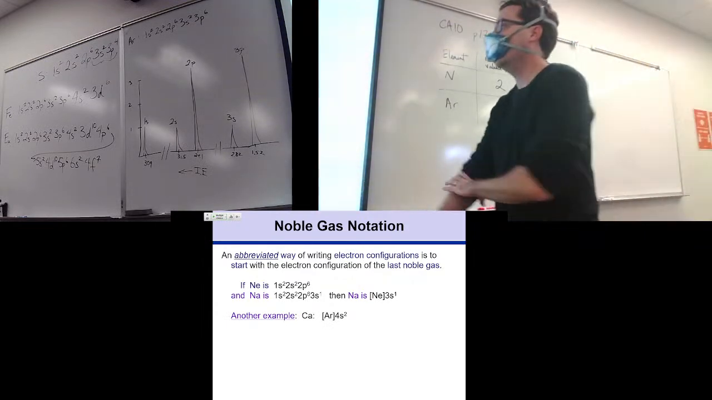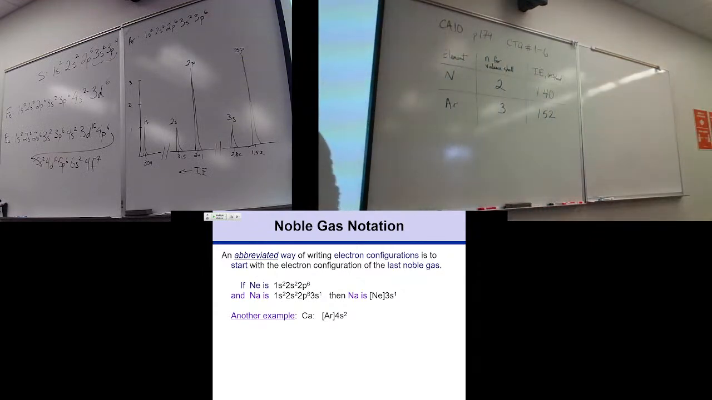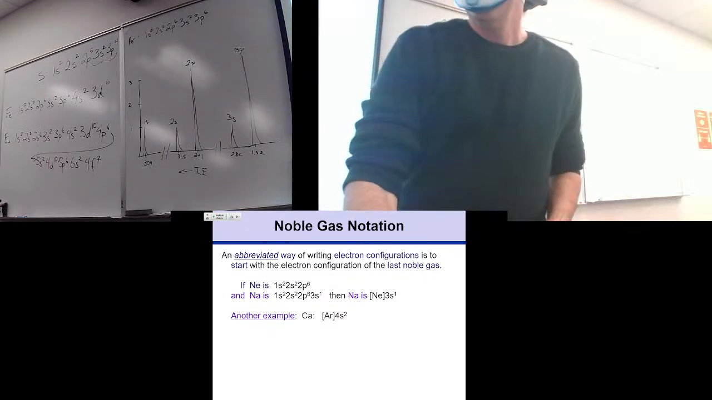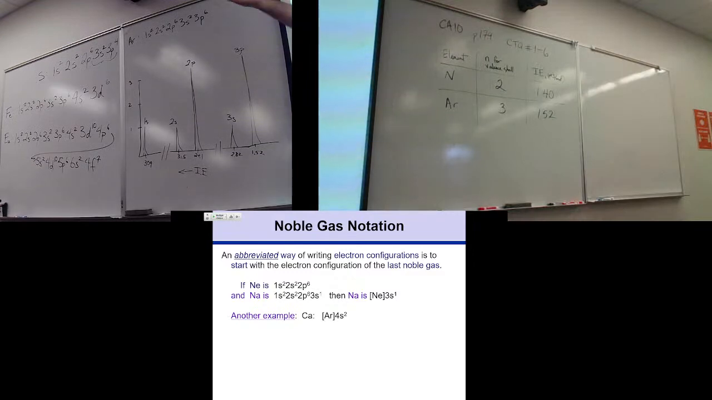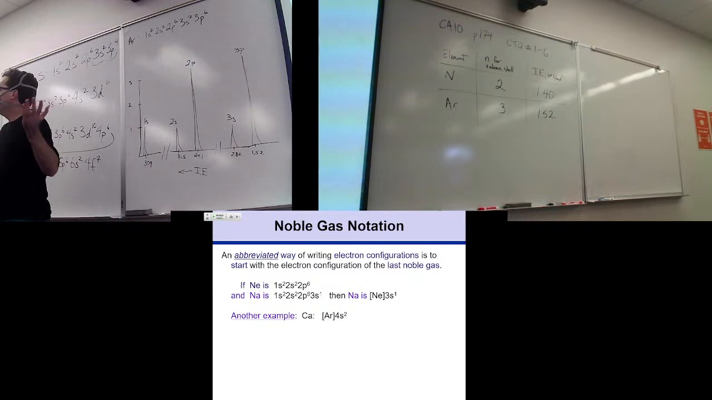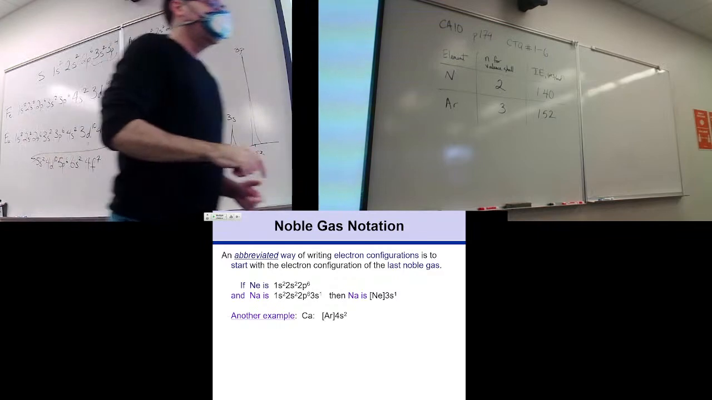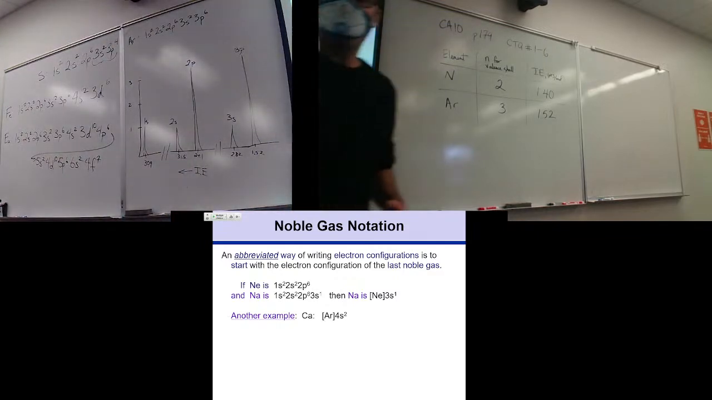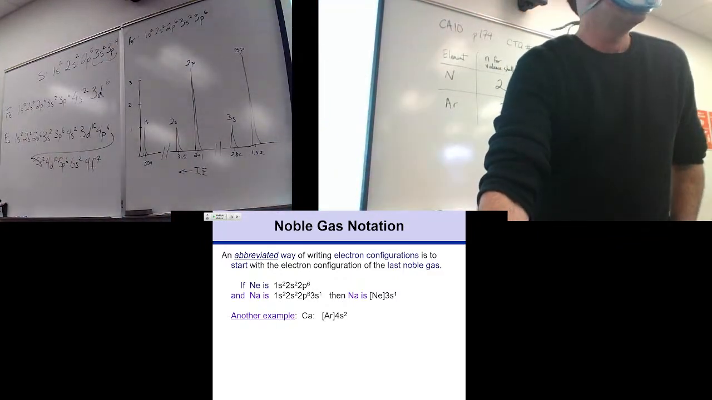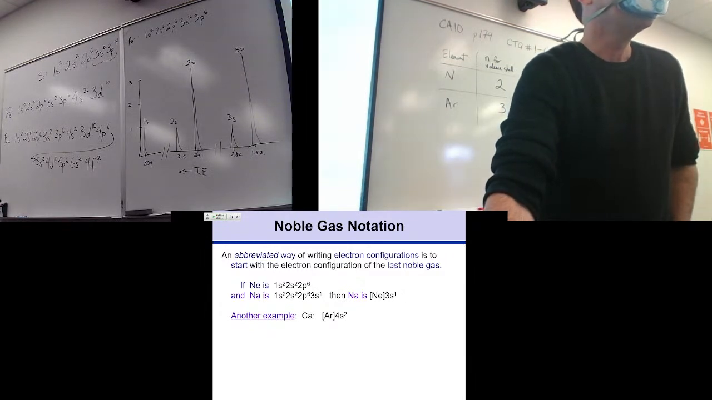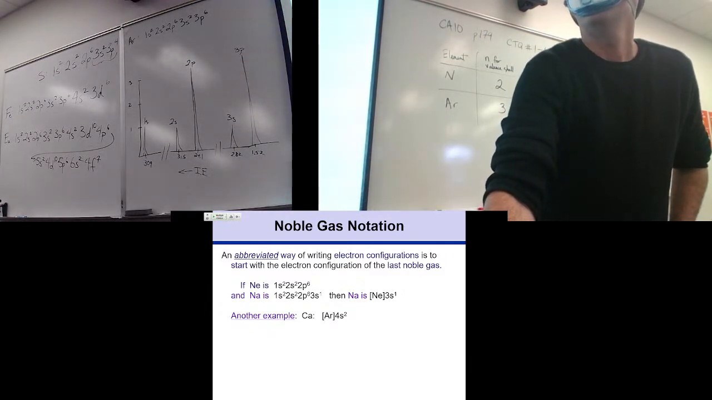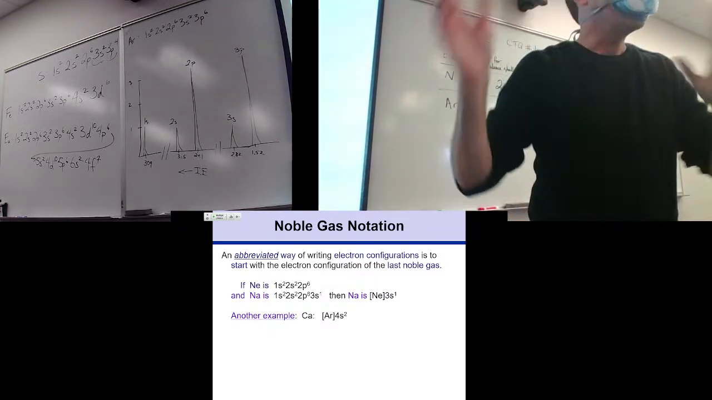So here, calcium is just like argon, but with an extra 4s2 added to it. So how do we do that? Calcium, the noble gas that comes before calcium, going backwards, is argon. And then we do the rest of it, 4s2. Same idea. You can still use the periodic table to fill in the rest. Potassium, K, would be argon 4s1.